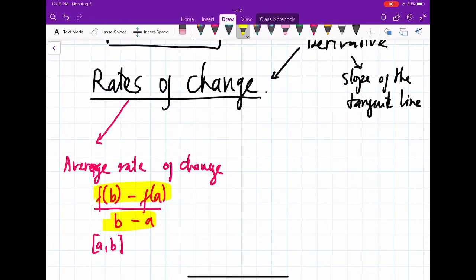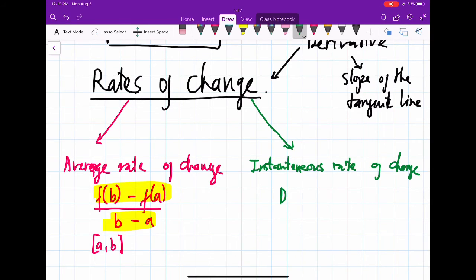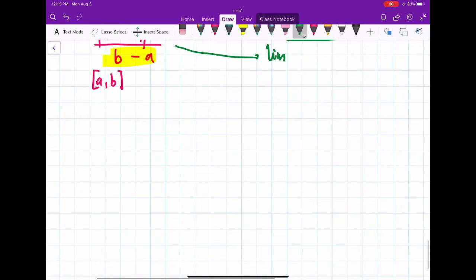Okay, but again, if you want to see the instantaneous rate of change, you need to consider the limit, and that is the derivative. Instantaneous rate of change. Okay, so this is nothing but derivative. I will not repeat the formula again, but basically that is from here, and you consider the limit. Okay, let's consider the following example.